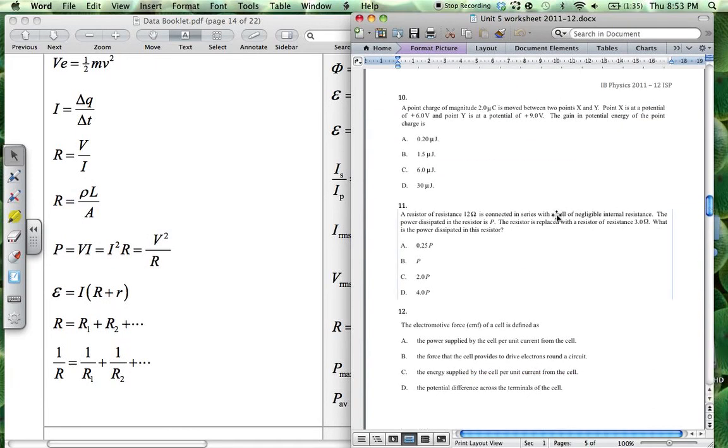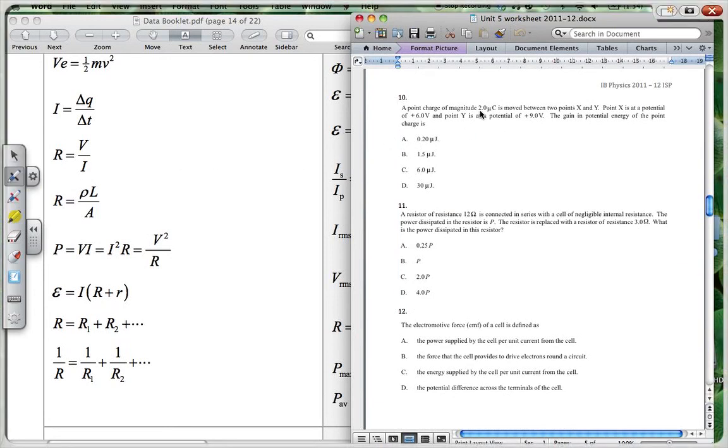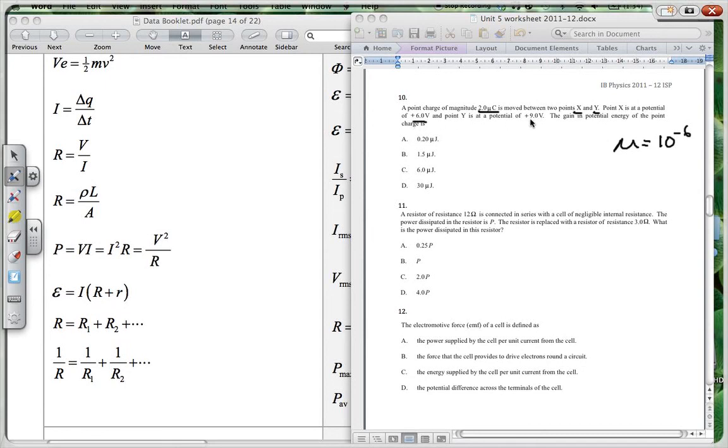Looking at 10, it says a point charge of magnitude 2 microcoulombs. I hope you understand this micro is actually 10 to the minus 6. You need to know these. Is moved between points X and Y. Point X is a potential difference of 6 volts and point Y is a potential difference of 9 volts. The gain in potential energy of the charge is.